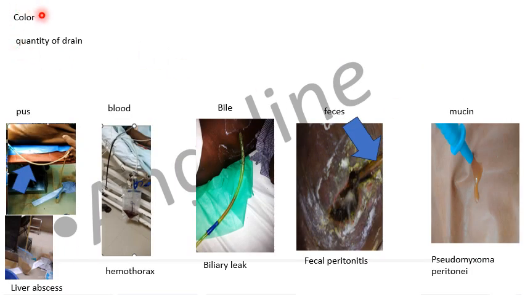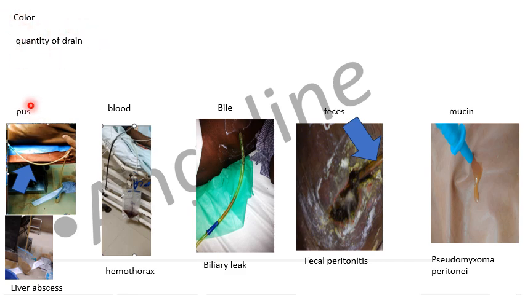Now in a drain, look at the color of the effluent and look at the quantity of the drain. Now why quantity? In bleeding, you'll know how much he has bled. You will know how much bile is coming out so that I replace those electrolytes and water deficits. That is the idea of looking at the quantity.